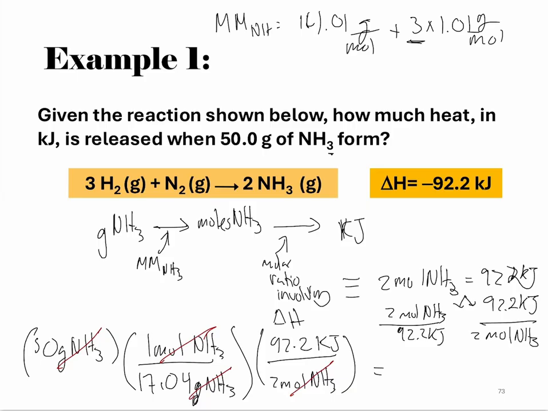So if we plug this in, we get 50 times 92.2 divided by 17.04 divided by 2 is 164.2. We only have 3 sig figs, so just 164 kilojoules are released when we have 50 grams of ammonia forming.